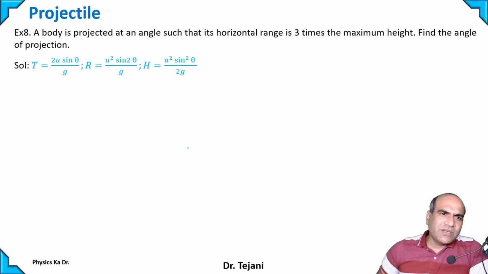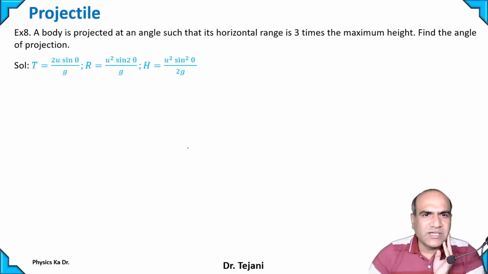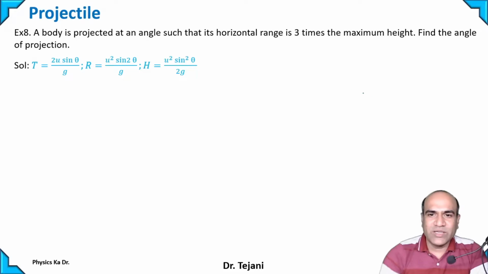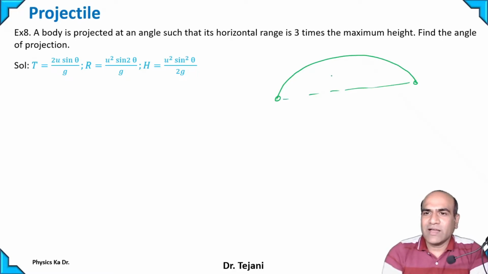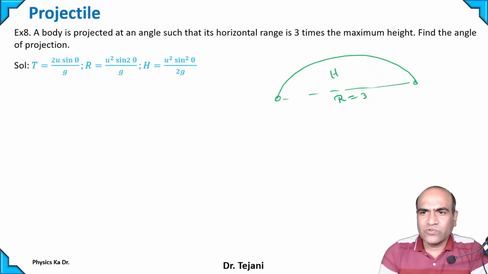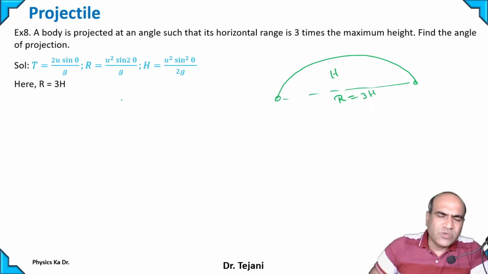We have one more question. Example number 8. A body is projected at an angle such that its horizontal range is 3 times the maximum height. The object is moving like this. Here the object has a height and some range. The relation given is R, the range, is equal to 3 times H. We put in the equations. R is equal to 3H is given.